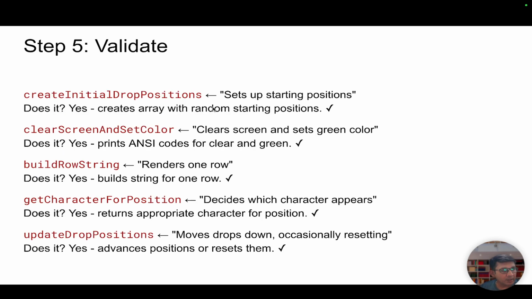Now, step 5 is to go ahead and validate what we've done. We check that each method matches its plain English description. The create initial drop positions sets up the starting position. Clear screen and set color clears the screen and sets the green color. Build row string renders one row. Get character for position decides which character appears. And update drop positions moves the drops down, occasionally resetting. The refactored code does exactly what the original did, but now the purpose is clear from the method names.